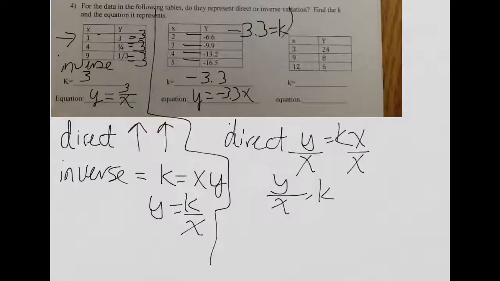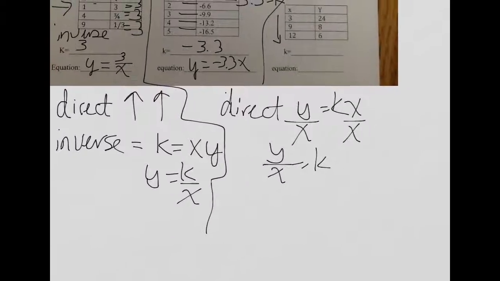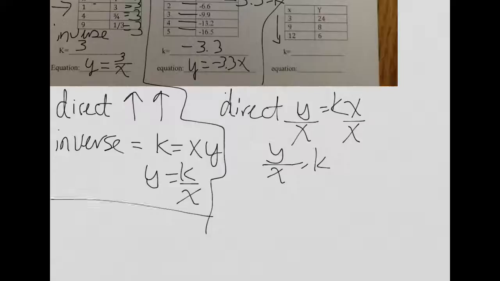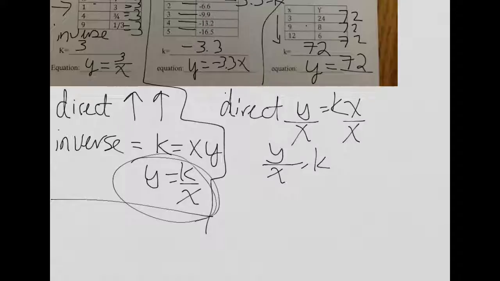The last table here, let's take a look. It's increasing and then it's decreasing, right? So it might be inverse variation. So let's check inverse variation. We find it by doing x times y. So 24 times 3, that's 72. 9 times 8 is also 72. 12 times 6 is also 72. So this is an inverse graph. The k is 72. Let's go back to our equation for inverse. So we do y equals 72 over x.